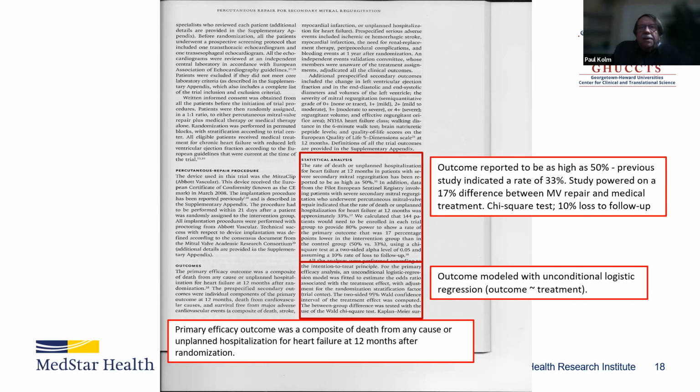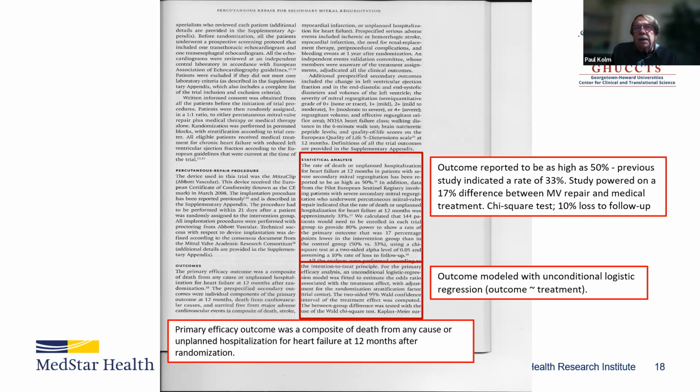And so their statistical analysis is just what's called an unconditional logistic regression. So we're basically just looking at the outcome as a function of the treatment groups. So in other words, there's no other variables included in our model.